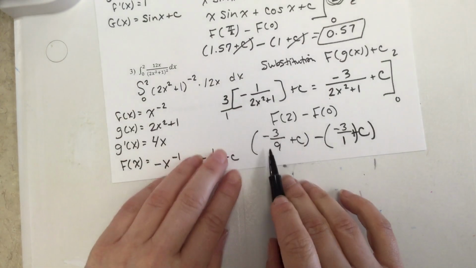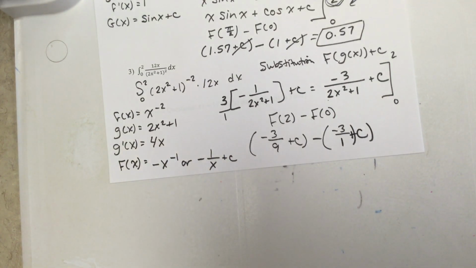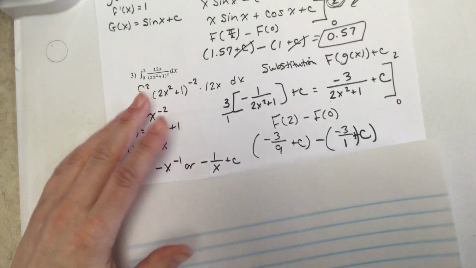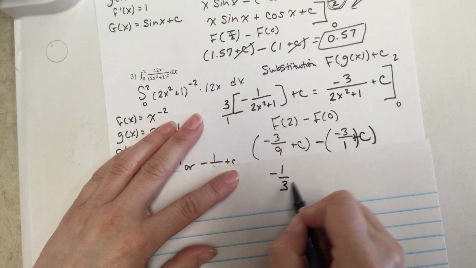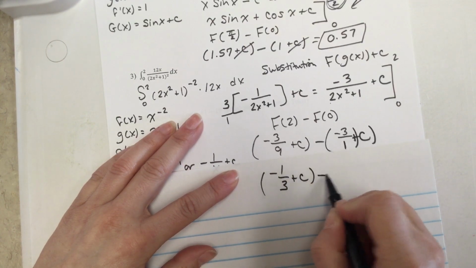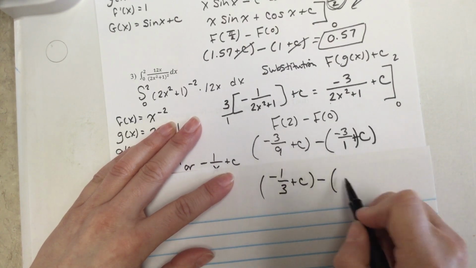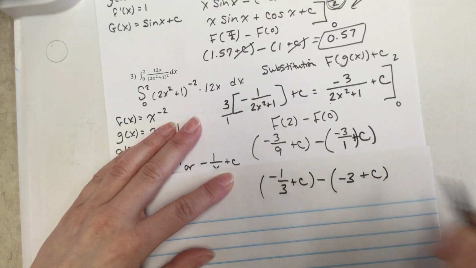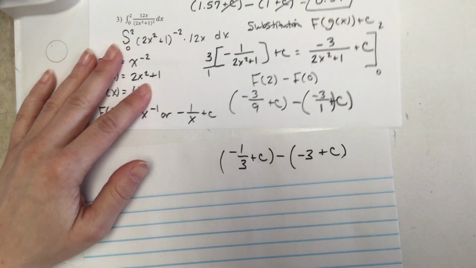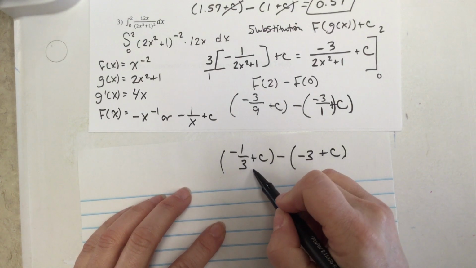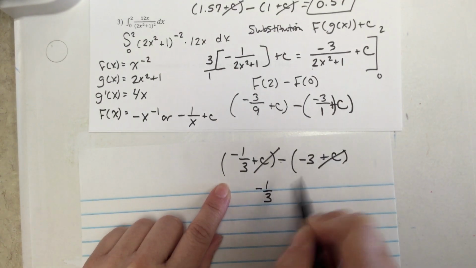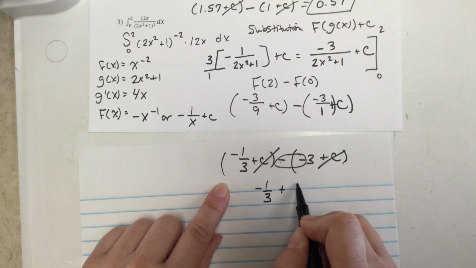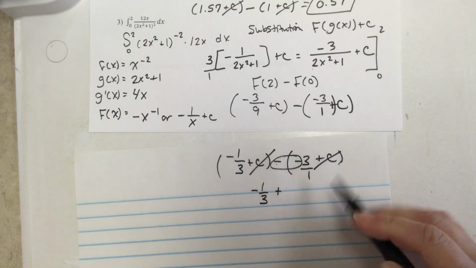Okay, now when I keep going, I can go ahead and reduce this. So I'm going to grab a separate sheet of paper. If I reduce this, negative 3 over 9 is negative 1/3 plus c, minus negative 3 over 1 is a negative 3 plus c. Okay, now I have it to this point, which is awesome. Right away I see positive c minus a positive c is gone. So I have negative 1/3, minus a negative becomes a positive. Now this is 3 over 1.